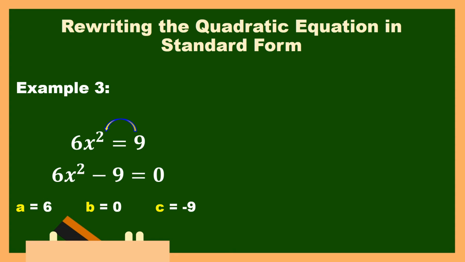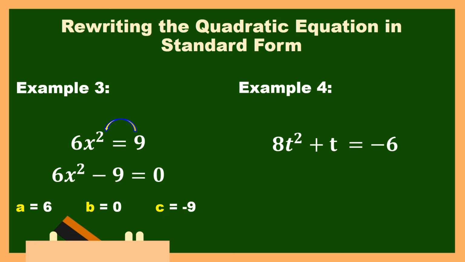At ang value naman ni A ay equal to 6. Ang value ni B ay equal to 0 since wala tayong linear term. At ang value naman ni C ay equal to negative 9. Okay, example number 4. 8t squared plus t equals negative 6.